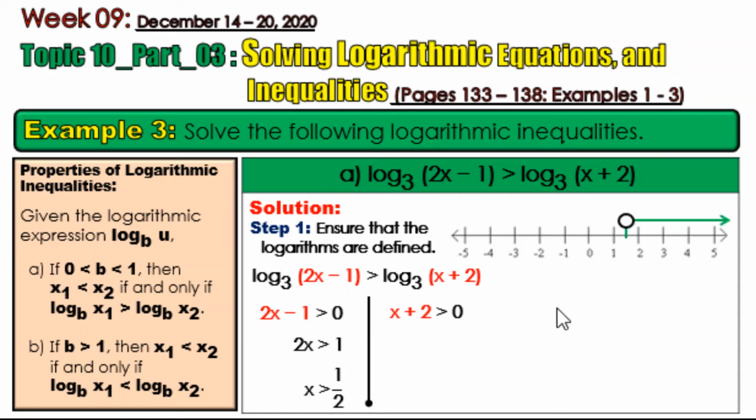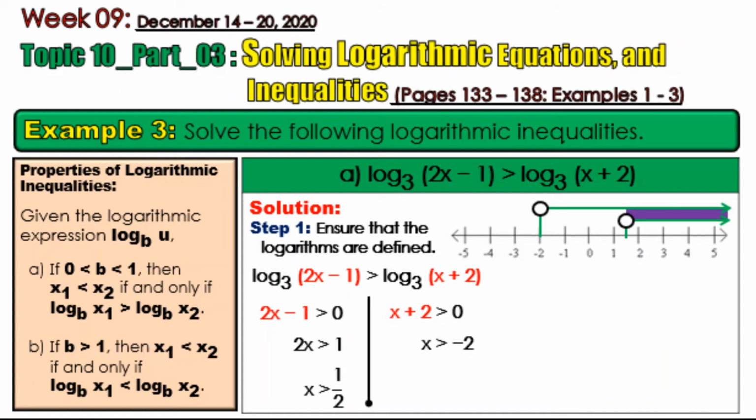On the other hand, if we have x plus 2 greater than 0, your x must be greater than negative 2. So where can we find this on your number line? So your x must be greater than negative 2. Okay, so negative 2 is not included. Hence, we are using a hollow point.